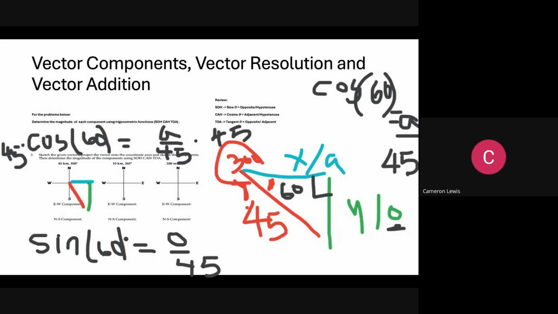So now I'm doing the same exact thing. The only thing I changed was the sine. It's cosine. So now do the same process. Do sine of 60. So 0.87. And then multiply it by 45. 38.97.